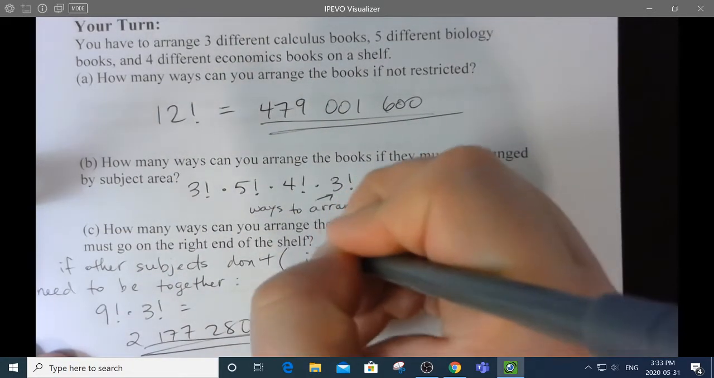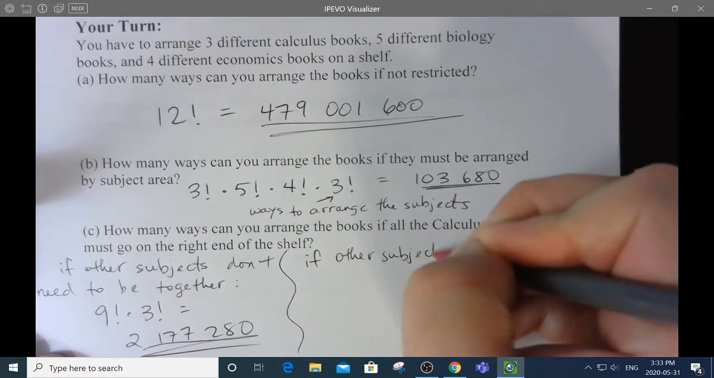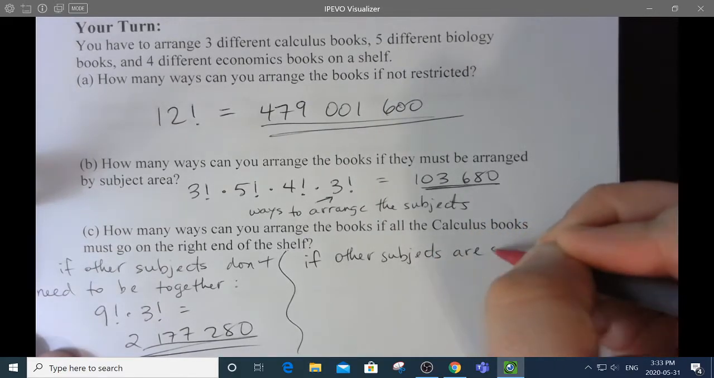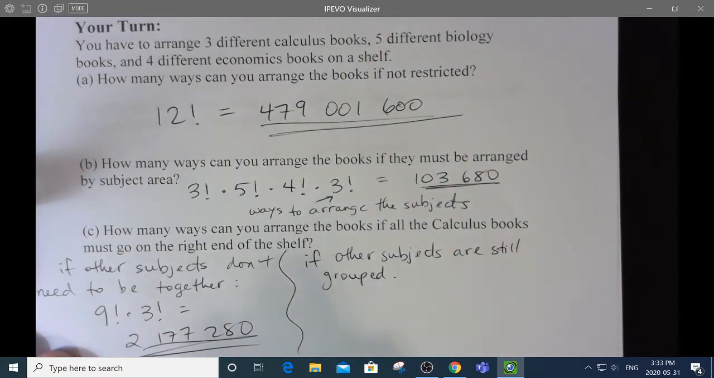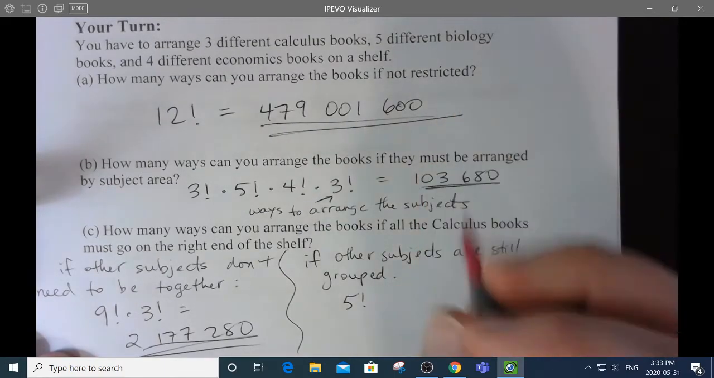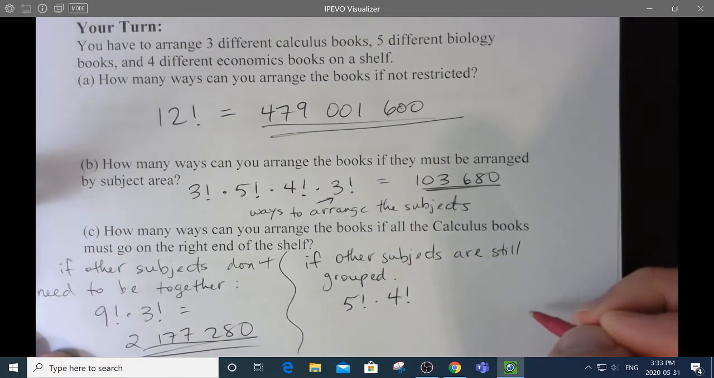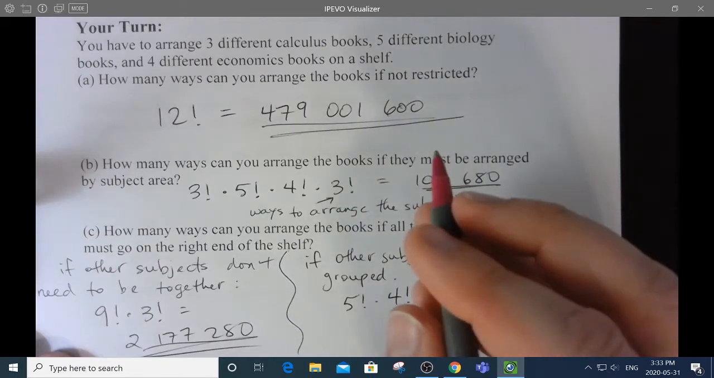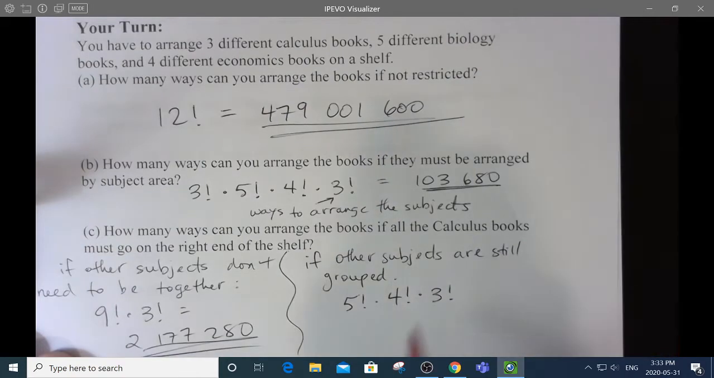And then if I solve it the other way, if the other subjects are still grouped, all right, so there are 5 factorial ways to arrange the biology books. There are 4 factorial ways to arrange the economics books. And then, of course, the 3 calculus books have to be on the right, and they can be arranged 3 factorial. But I have to times this by 2 factorial to take into account the fact that it could be economics then biology or vice versa.